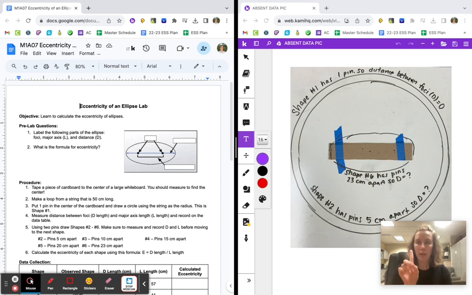Shape 1 has one pin in the middle, so the distance between the foci, or capital D, is 0 because they're at the same place. There's only one focal point here.